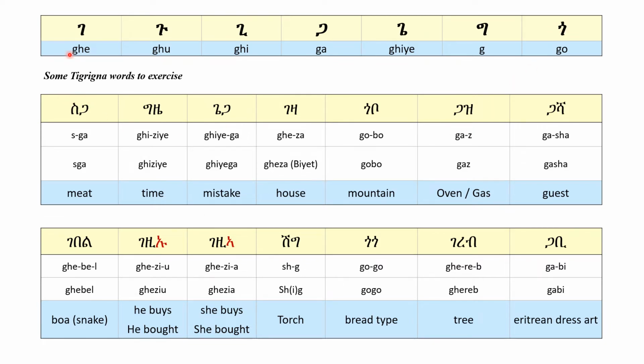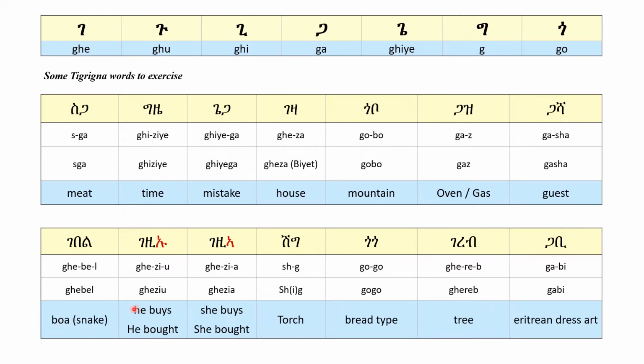Here are some words with the letter G. Sga, gzie, gega, geza, gobo, gaz, gasha, gebel, geziu, gezia, shig, go, gereb, gabi.